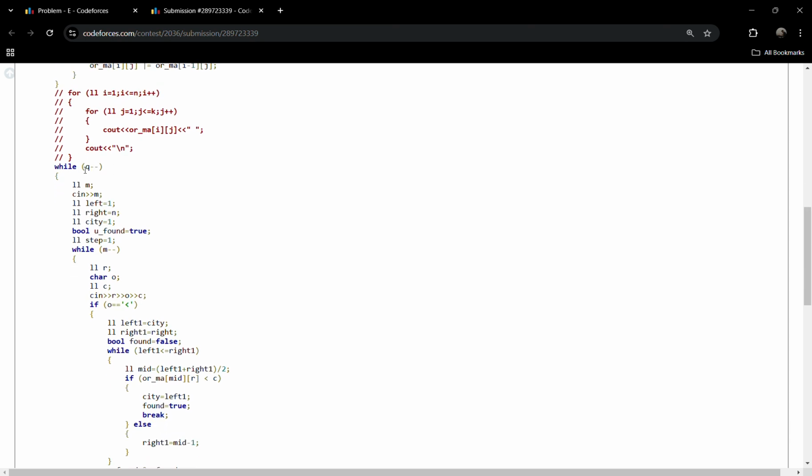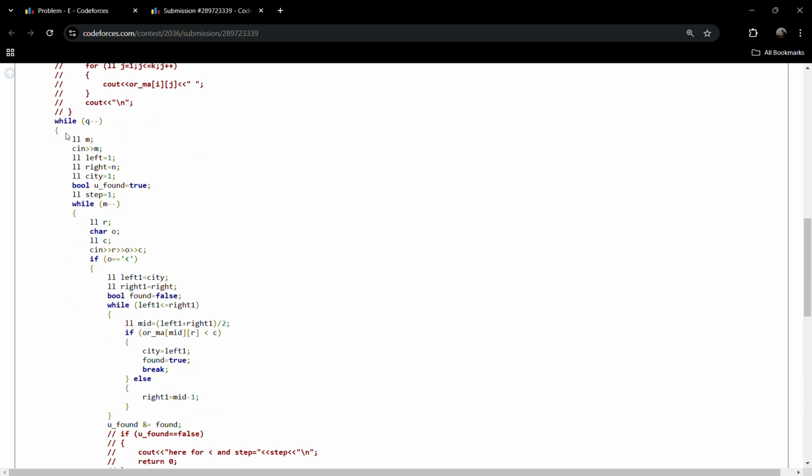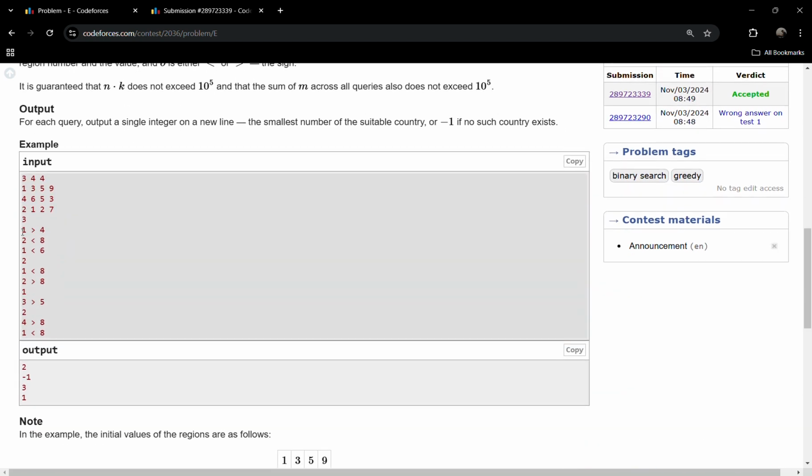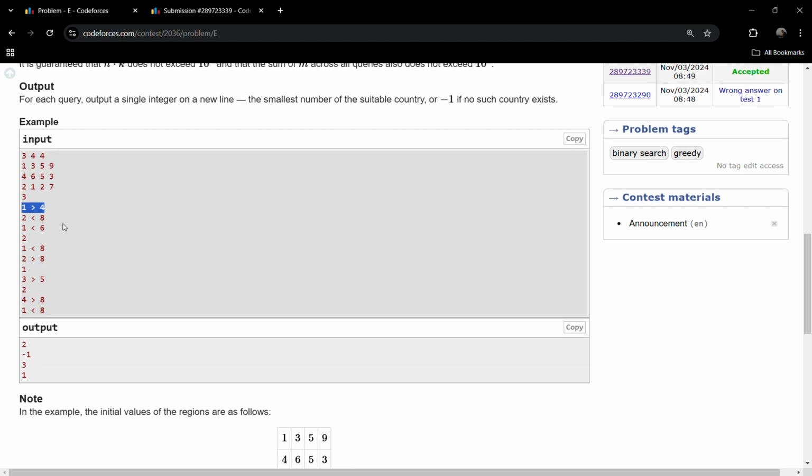And while q minus minus, processing the queries, taking input of m, then for binary search setting limits as left1 is equal to 1 and city is equal to 1. City means country. So basically, after the first query, suppose this statement discards the countries till number I, then our answer should be greater than or equal to I plus 1 for all of the following queries.